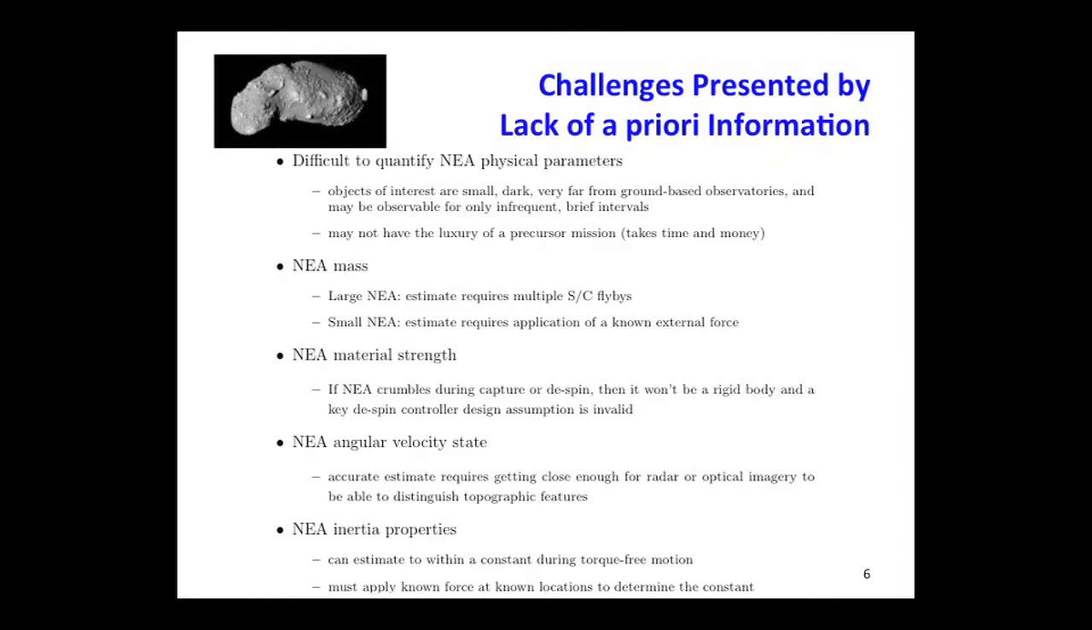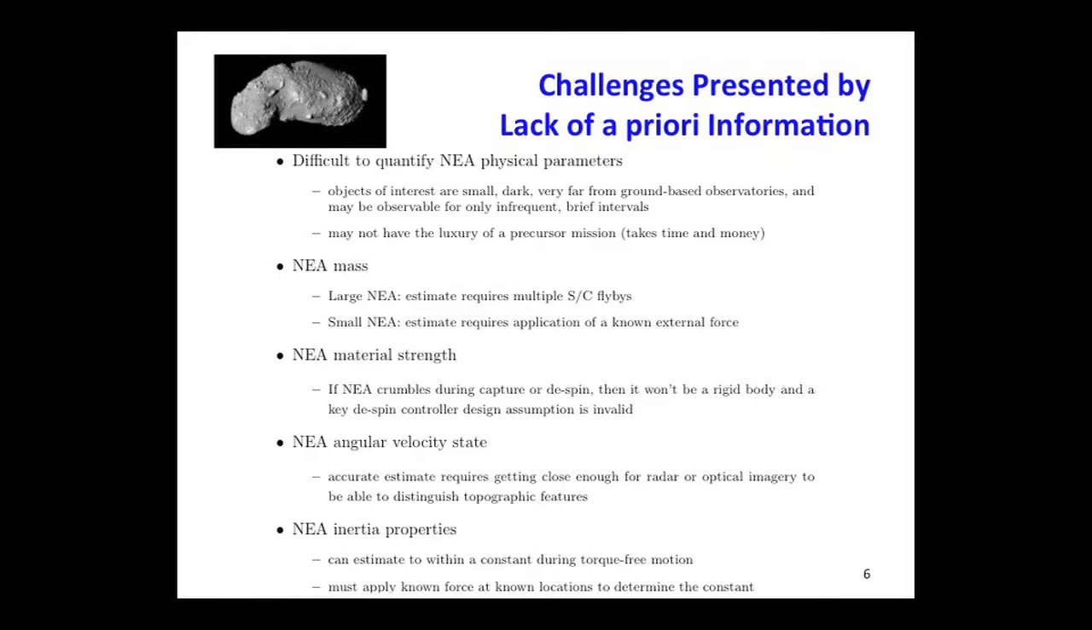You've heard several speakers mention determining the angular velocity state. In order to do this, the object has to be close enough to a ground-based radar or to a spacecraft so that optical imagery can distinguish topographic features on the object. So that's hard to do ahead of time before the mission launches.